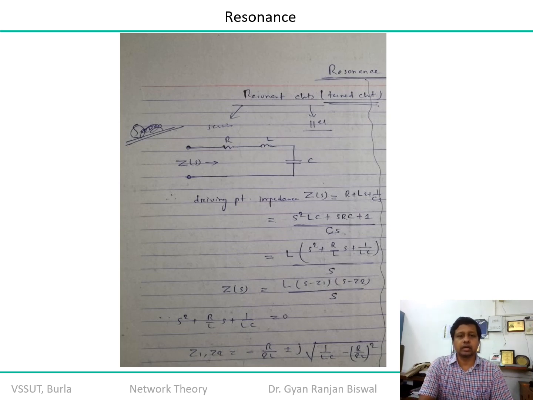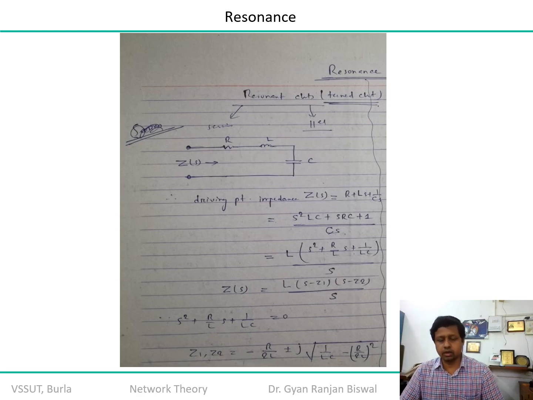Here, let us consider a series RLC circuit to calculate the resonance of the network. The first job we will do is find the driving point impedance of the network, so we calculate the overall impedance of this particular network. You can also convert the same expression using partial fractions and simplify the network. In any way, if you write down the characteristic equation of this impedance function, it is S square plus R by L of S plus 1 by LC is equal to 0.